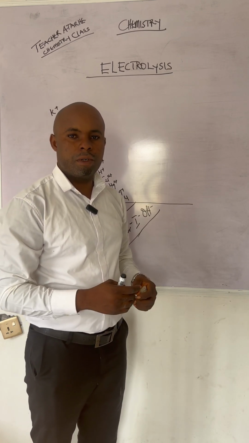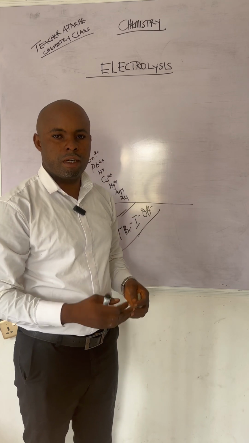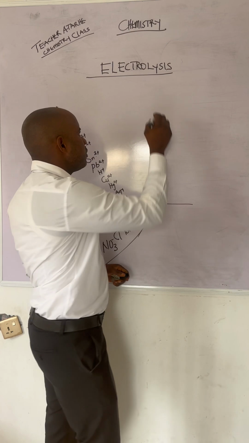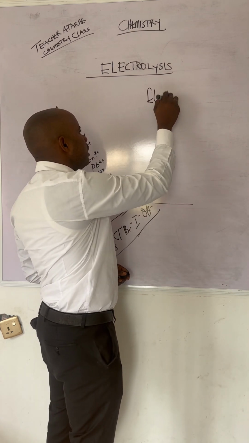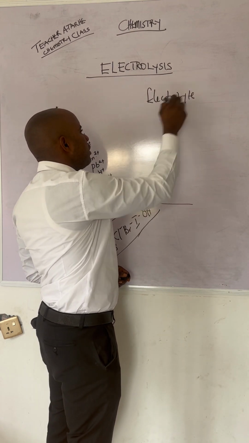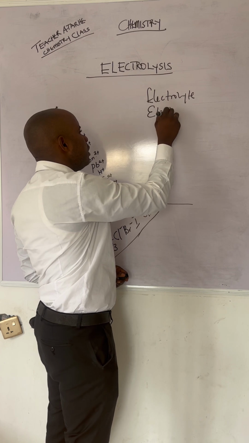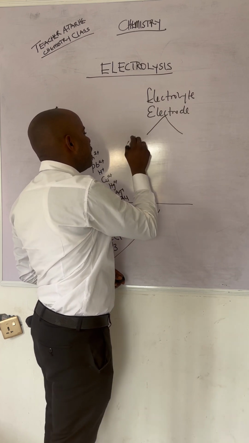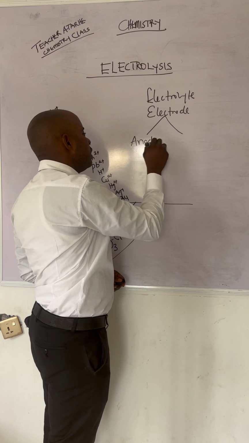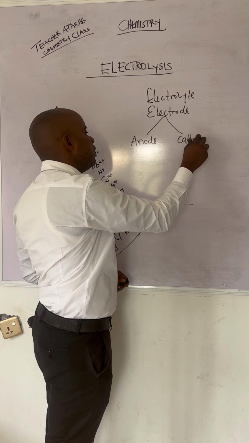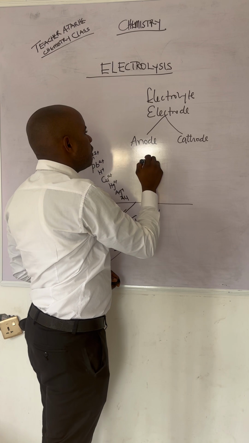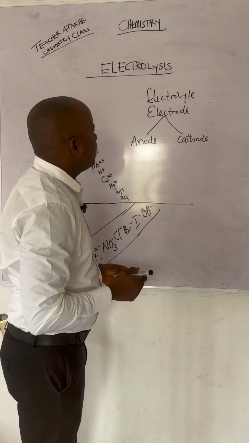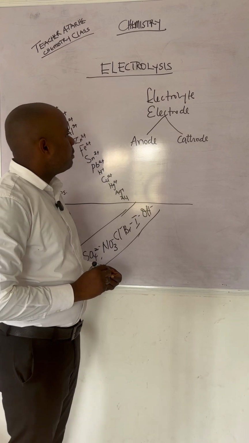This brings us to what is known as terms in electrolysis, the common terms we're going to encounter during this lesson. We're going to talk about electrolyte. We're going to talk about electrode. About the electrode, we're going to talk about the anode and the cathode. Let's go this way so that we'll explain each of them properly.